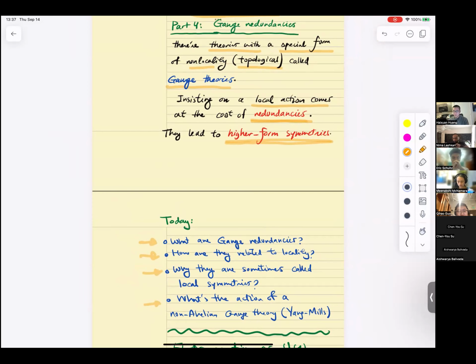Whether a gauge theory is abelian or non-abelian, is that determined by the commutativity of the group? Yeah. So we defined what a group is. When we discussed groups, there was a multiplication. If the multiplication is commutative, or abelian, we say it's an abelian group. If it's non-commutative, it's non-abelian, right?